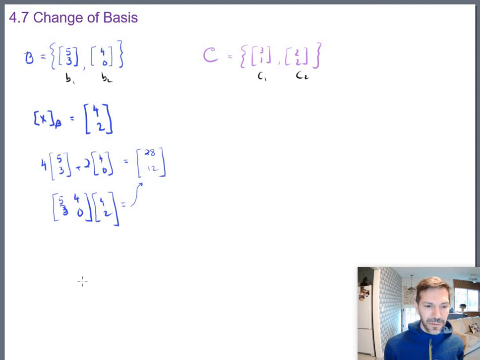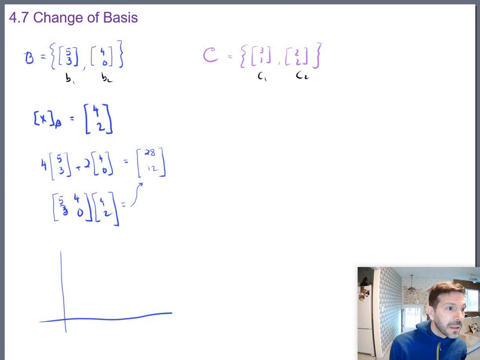There's also a graphical way to think about it, which is to say I've got a vector that goes over 5 and up 3. I better make my scale kind of small. Got a vector that goes over 5 and up 3, so maybe it looks about like that. And I've also got a vector that goes straight to the right, just 4 units to the right. So there's 4, 0. So I've got those two.